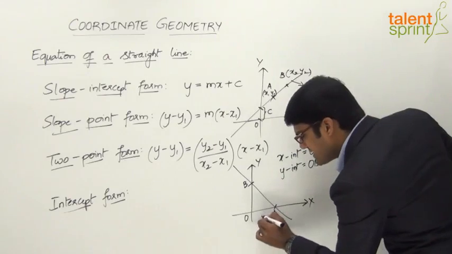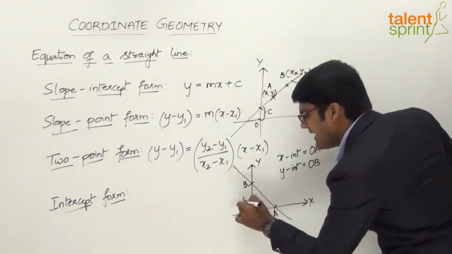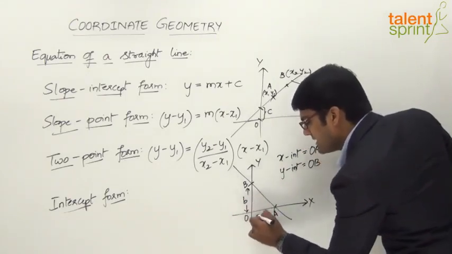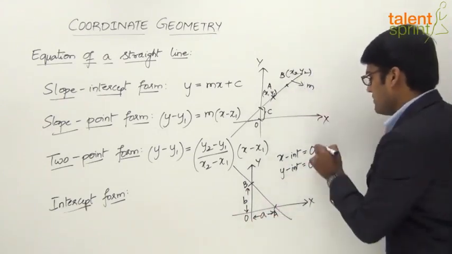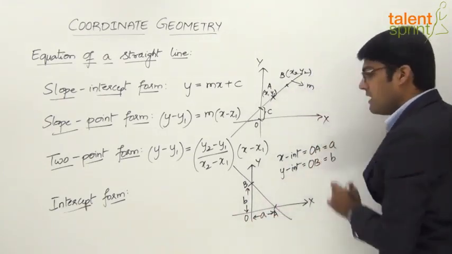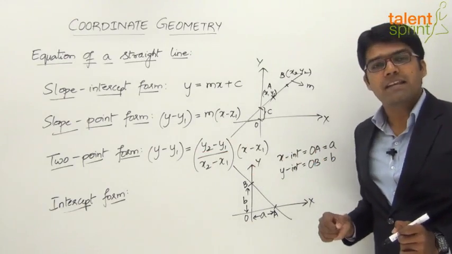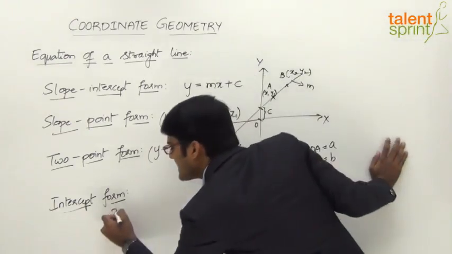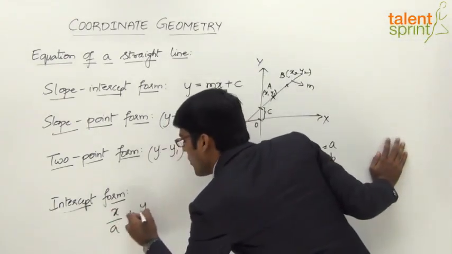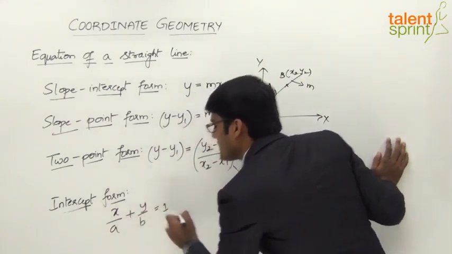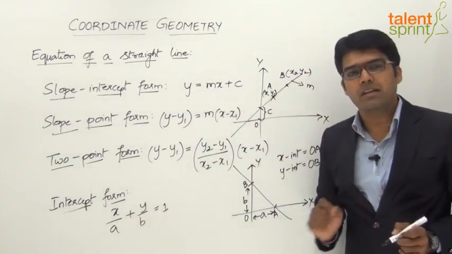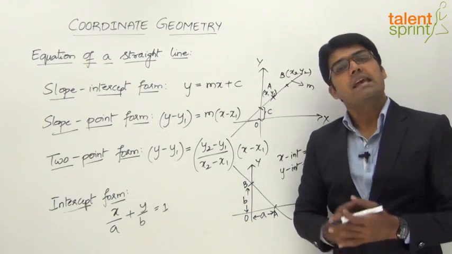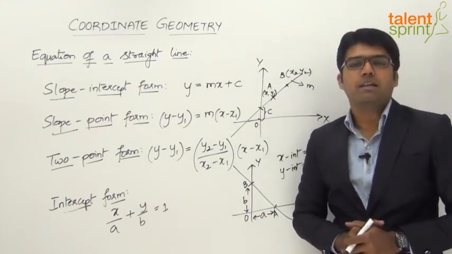Let us assume the distances are A and B, right? This is A and this is B. So the x-intercept is A and the y-intercept is B. So how do we get the equation of the line in intercept form? It can be taken as x by A plus y by B equals 1. So when both the intercepts are given, we can write the equation of the line as x by A plus y by B equals 1.